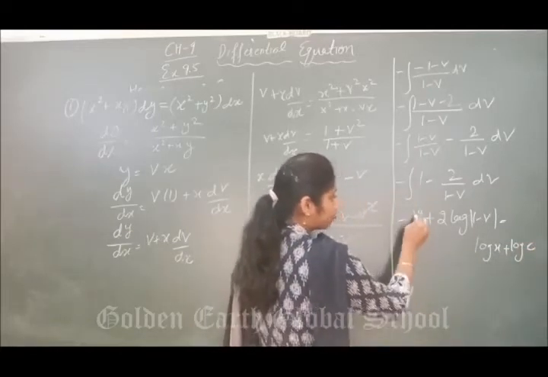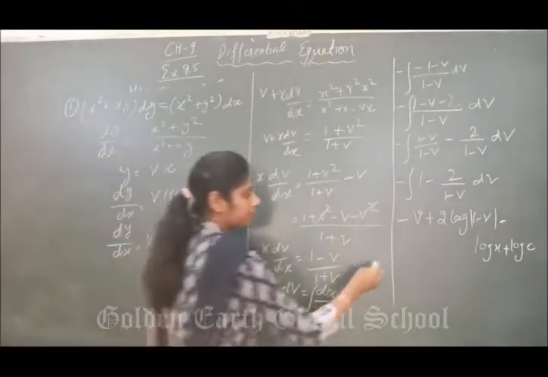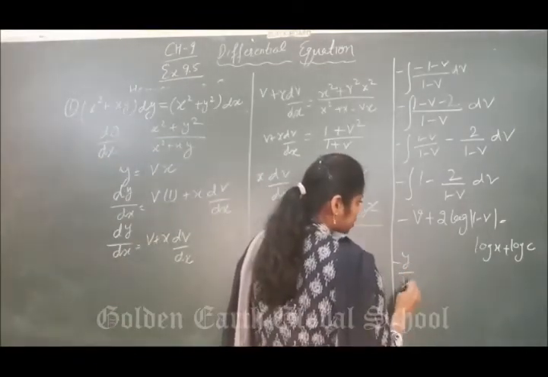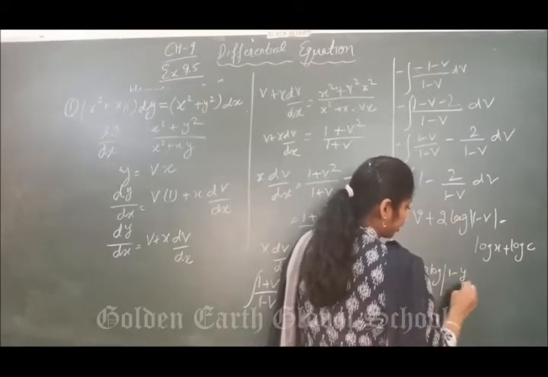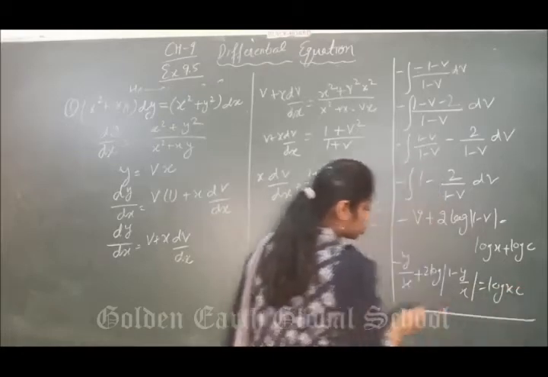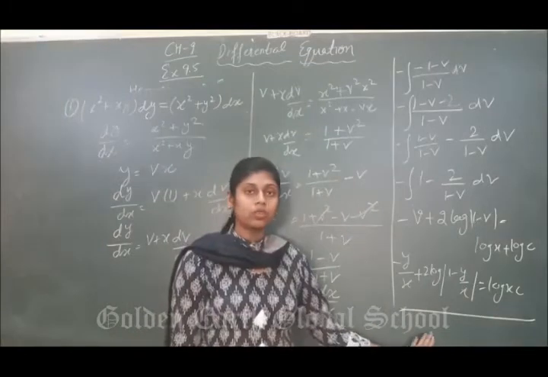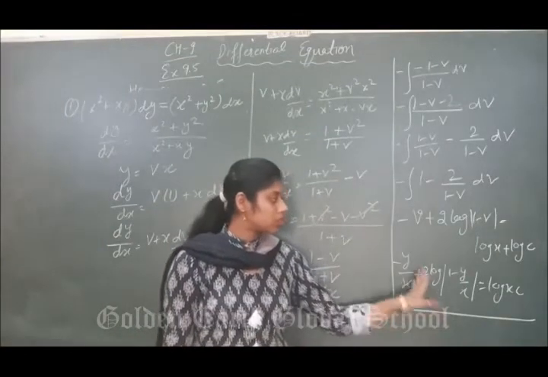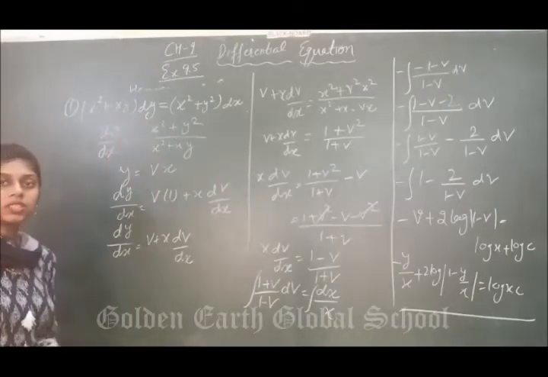So replace now v with y upon x. v equals y upon x, so y upon x minus y upon x plus 2 log y upon x equals log x into c. So this is the solution. Further it's your choice, you can simplify it or you can leave it here. So this is your solution of this differential equation. This is of homogeneous type.